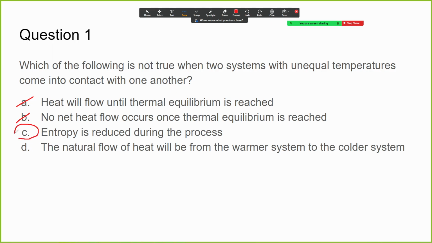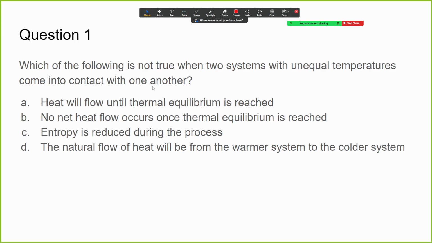That I fully disagree with because these are systems with unequal temperatures, and therefore the transfer of heat is not a reversible process, and therefore entropy is going to be increased because it is irreversible. And then we can double check on D, but the natural flow of heat will be from the warmer system to the colder system, and we know that that is true.